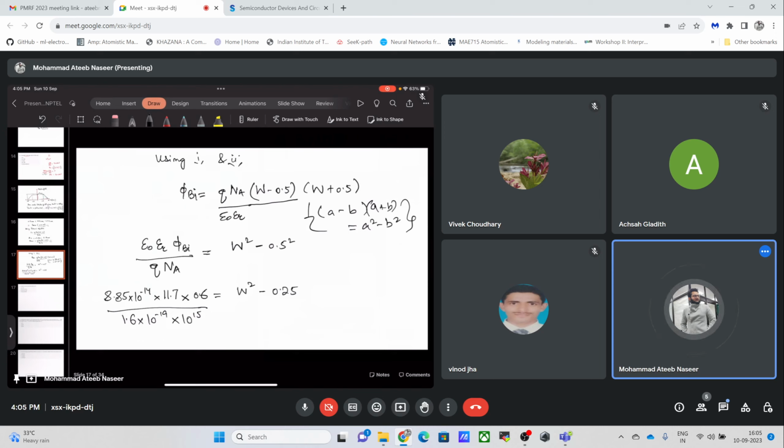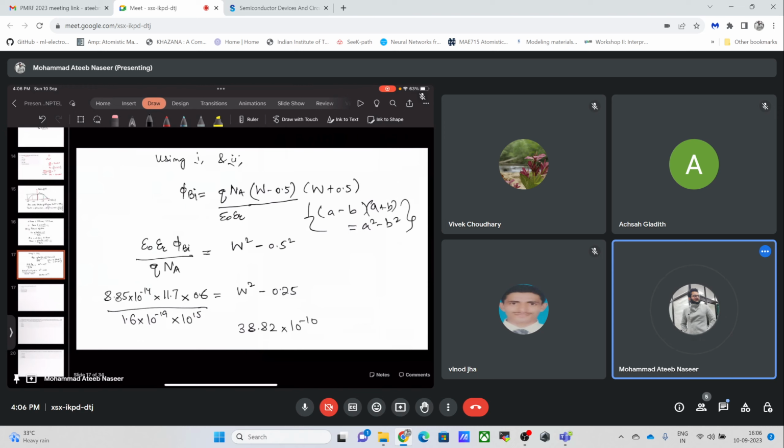Okay, so it is 8.85 into 11.7 into 0.6, which is 62 point something, divided by 1.6, it's 38.82 into 10 to the power of minus 14, 14 plus 15, and it would be minus 19, it is 10 to the power of minus 10.